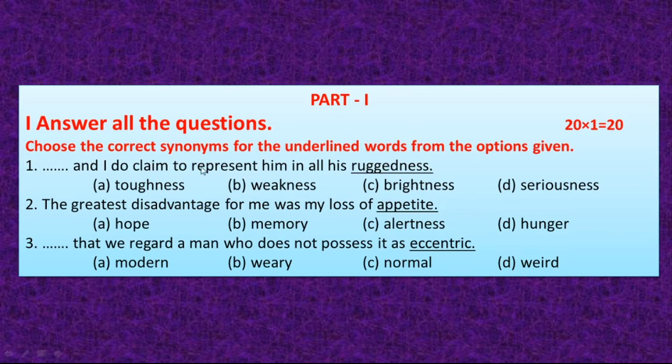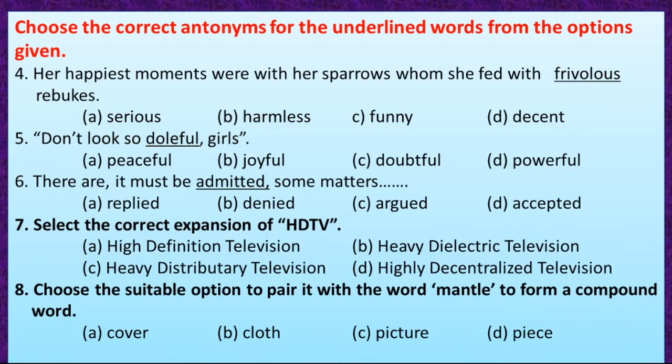Otherwise, if it is clear enough, you can write one by one. After writing each part, you can leave one line. Let it be clearly seen, understandable and visible. That is what your presentation should be. The next 4th, 5th, 6th are the antonyms.